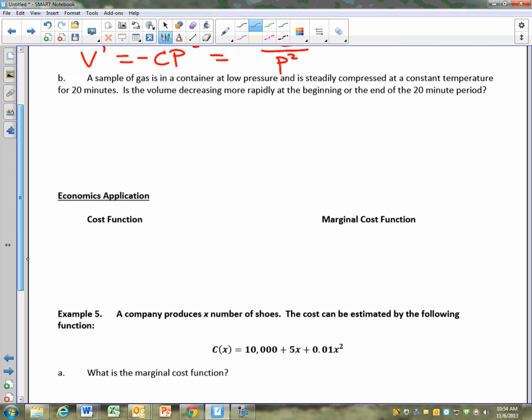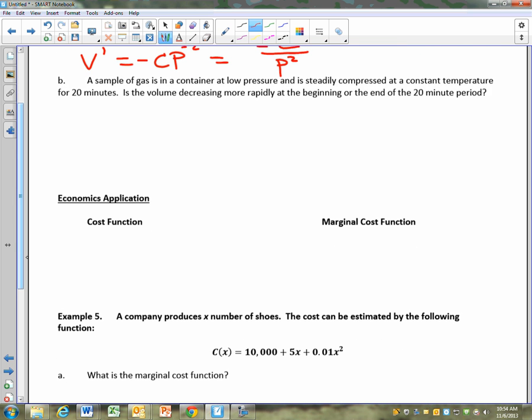So let's answer this next question then. It says, a sample of gas is in a container at a low pressure and is steadily compressed at a constant temperature for 20 minutes. Is the volume decreasing more rapidly at the beginning or at the end of the 20-minute period? What is that asking? It's asking about the rate of change, okay? Is the volume decreasing more rapidly, rate of change?